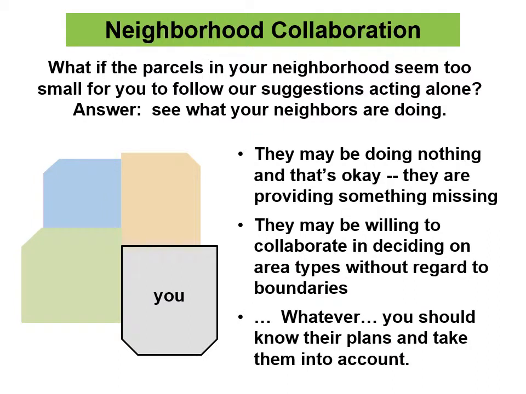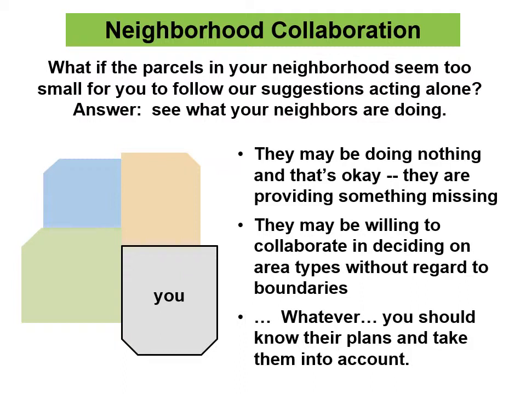What if the parcels in your neighborhood seem too small for you to follow our suggestions if you are acting alone? The answer is, see what your neighbors are doing. In order to be effective in achieving diversity and resilience, areas of differing forest types should be at least an acre. This may mean that dividing a small parcel up into multiple patches of different forest types is not practical.